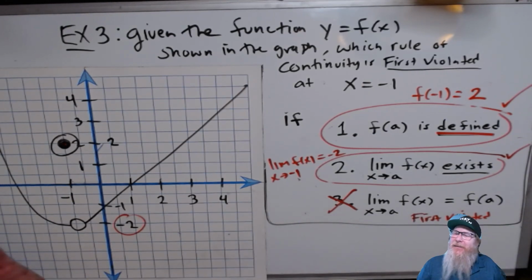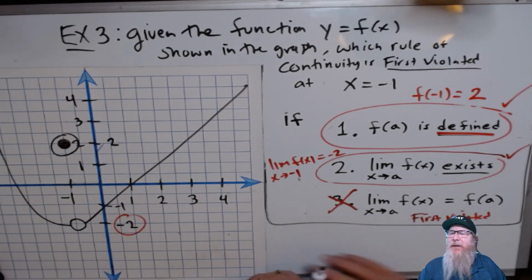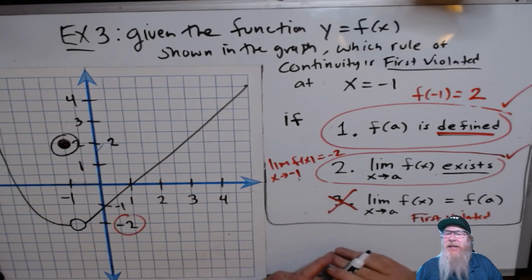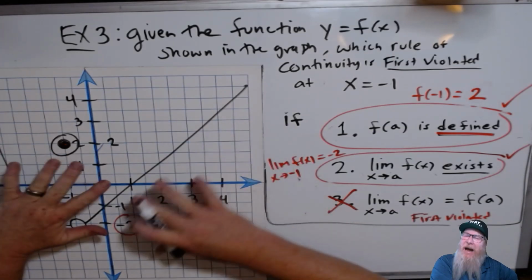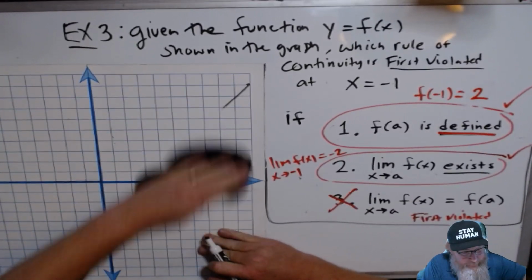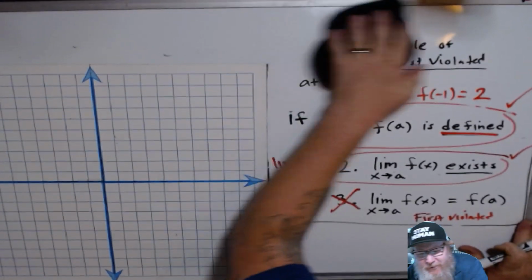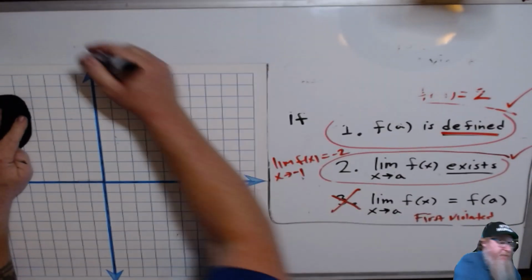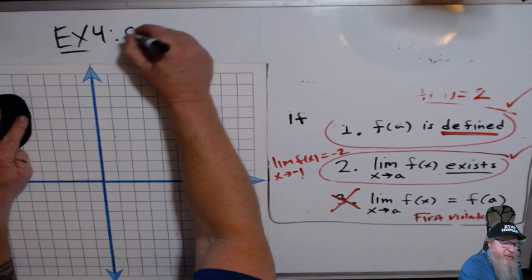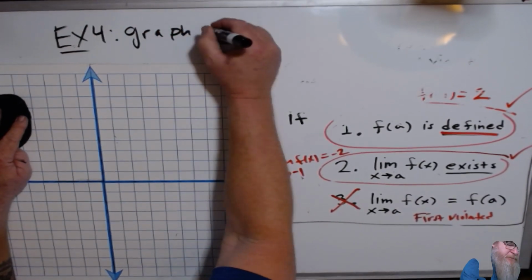All right, so that's it for the basic definition. We got a lot to cover today, so I should shut up and start doing some more detailed examples. In other words, ones where the graph is not so obvious. So instead of saying given the graph, I'm going to say graph the function.